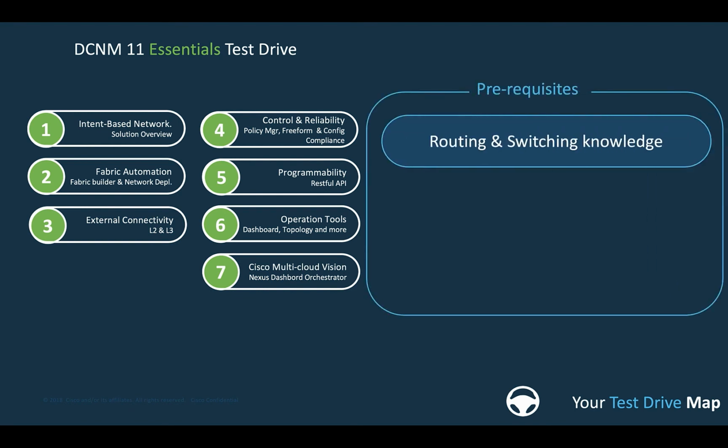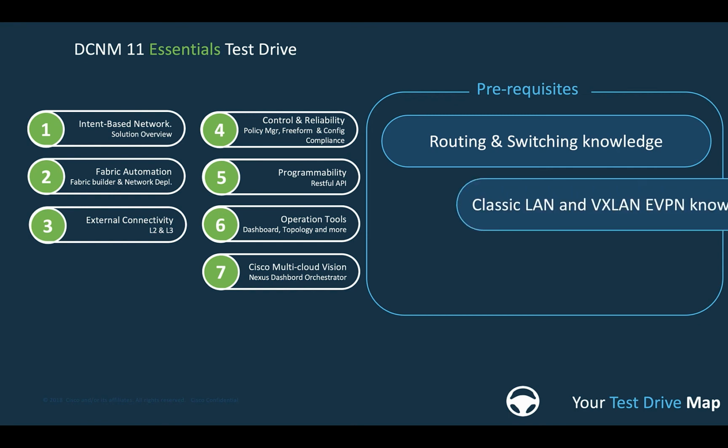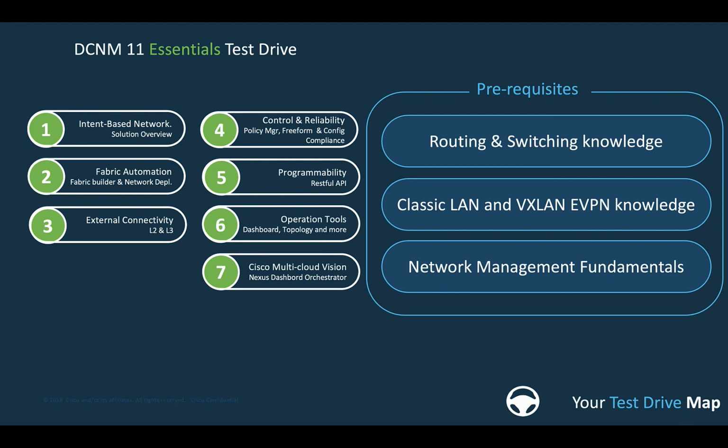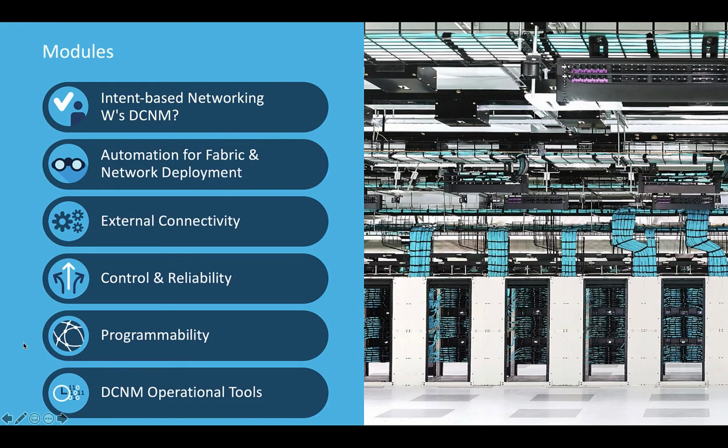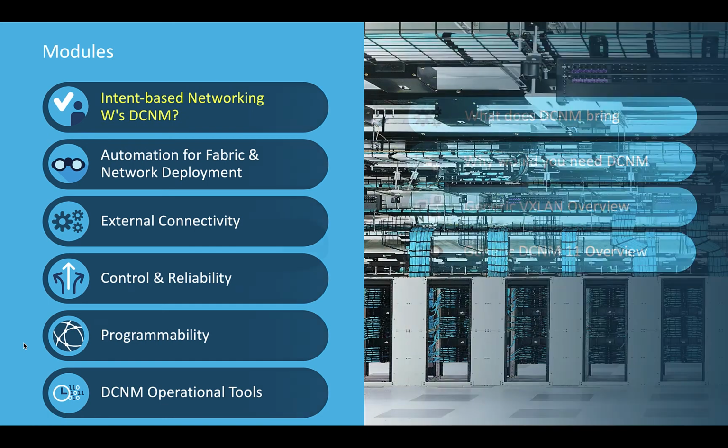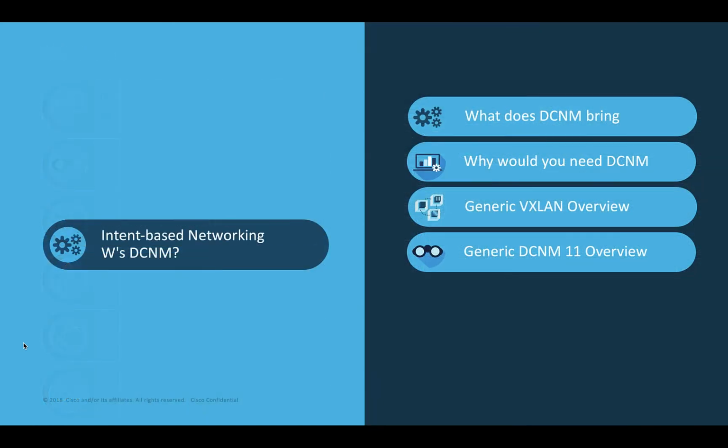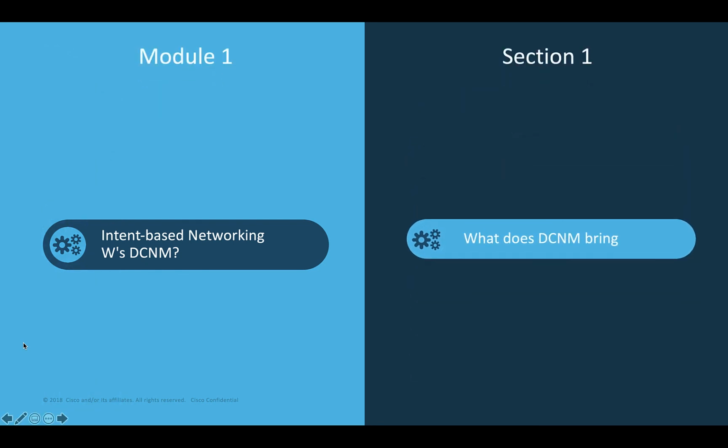A minimum of network background is recommended to follow this series of modules end to end, right? So we have the routing and switching knowledge for either the traditional networks and VXLAN EVPN transport. And yeah, you need a minimum of understanding of the data center network management processes. So you can now watch the different modules and start with module 1, intent-based networking, and follow the what, why, and when DCNM can help you.